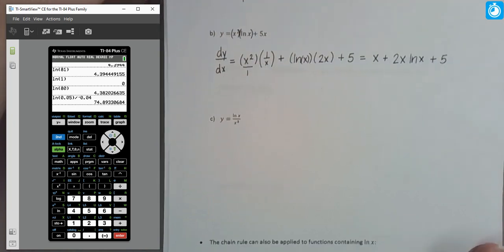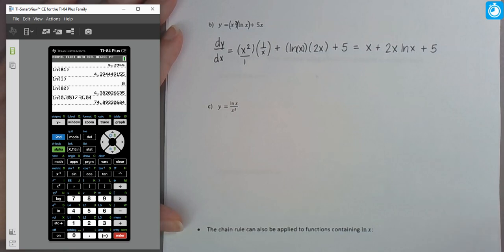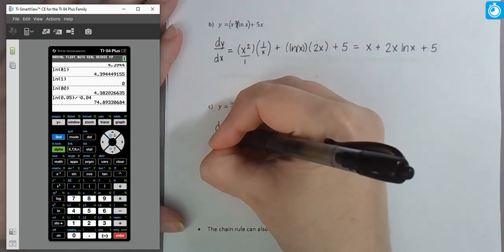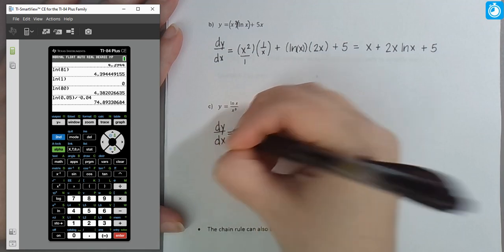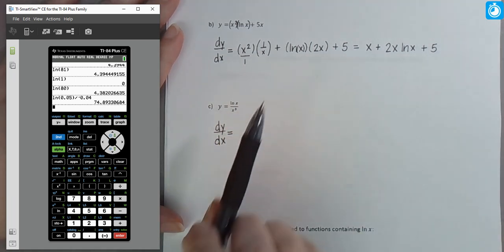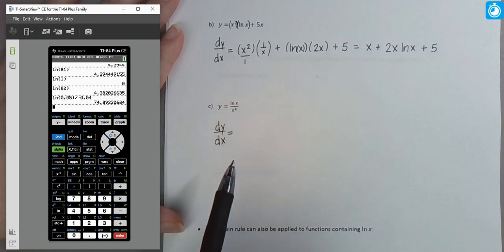Okay, let's look at another example. So that particular one uses the product rule. What about the quotient rule? What if we have a natural log involved in a function where the quotient rule applies? So we have the natural log of x on top, we have x cubed on the bottom.